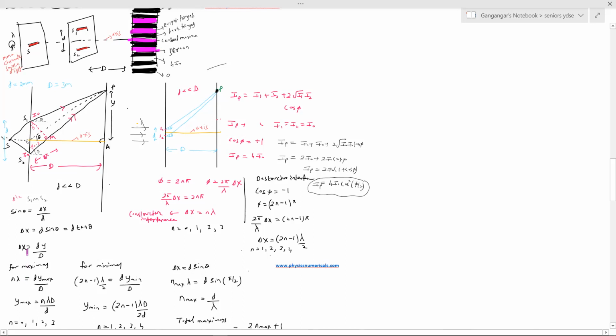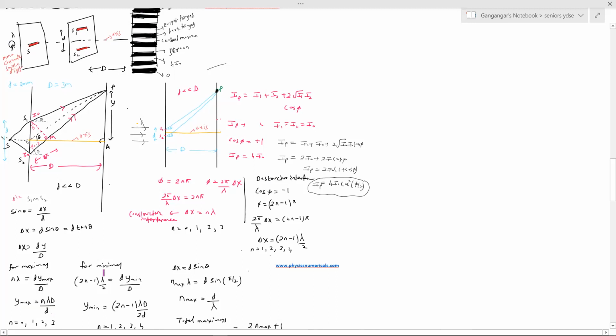For constructive interference, what is the required condition? Path difference should be equal to n lambda. So I'll write delta x is equal to n lambda. Then I'll get the position y max. What is y max equal to? N lambda D by d, where capital D is the screen distance and small d is the slit separation. And n equals 0, 1, 2, 3, 4. With this, I locate the position of maximas.